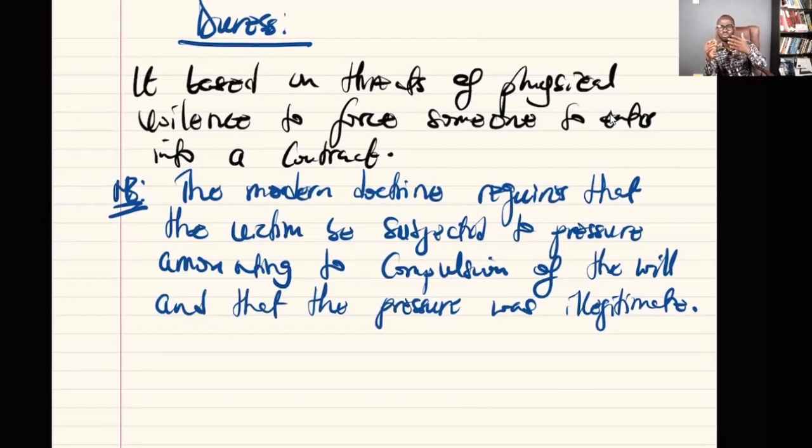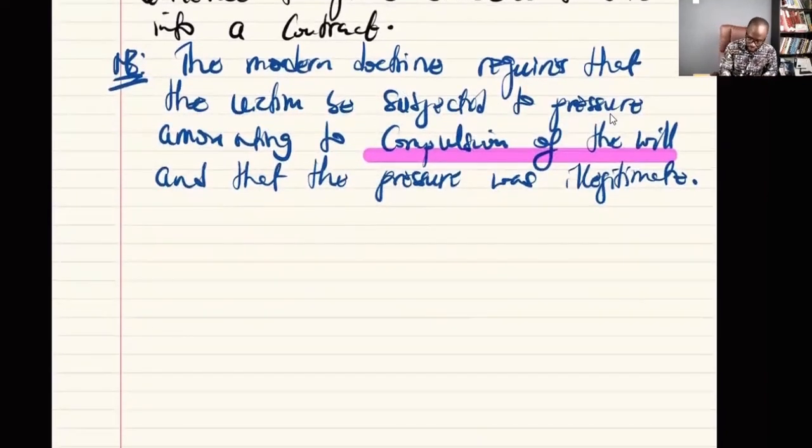Now, to confirm if really you are duressed, there are a couple of questions that we need to ask. If we can say that it's a compulsion of the will of the person, then before we can establish it, because you don't just go to court and say, hey, he forced me to sign the contract, there are certain questions we need to ask ourselves. So, key questions to validate duress.